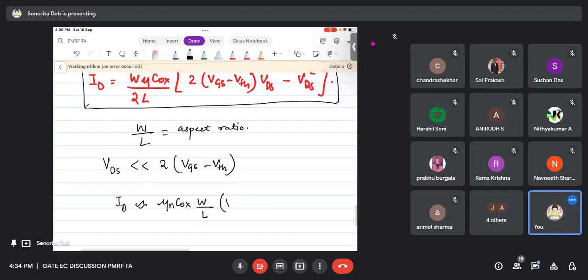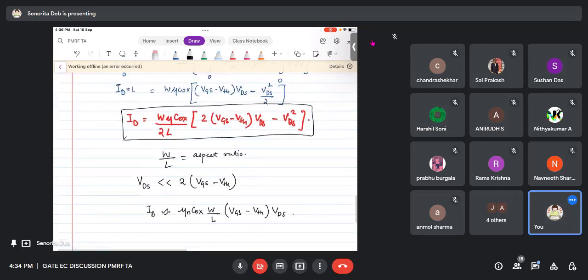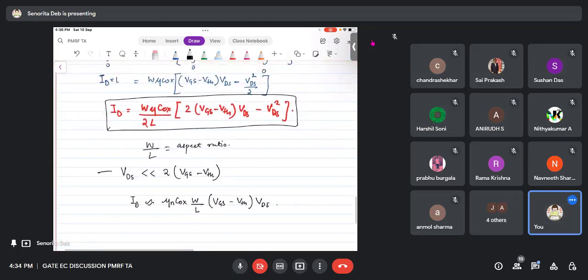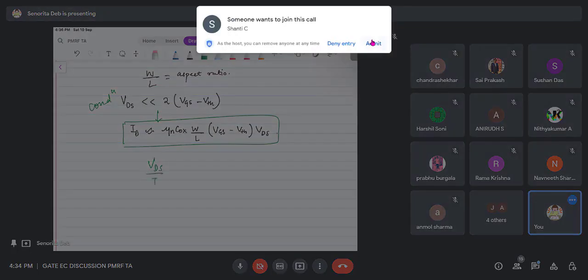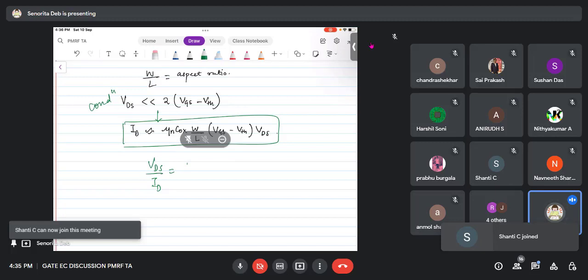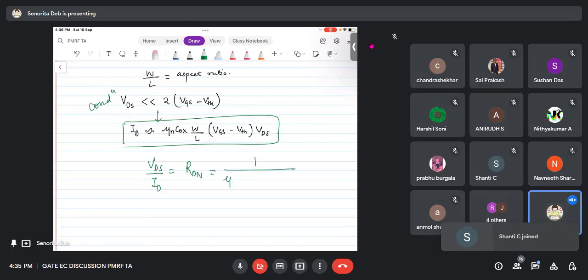Any doubts in this? I've put this condition, right? This condition gives you this. Now from here what you can do is find VDS by ID, which will give you Ron, which is 1 by mu n COX W by L (VGS minus VTH).